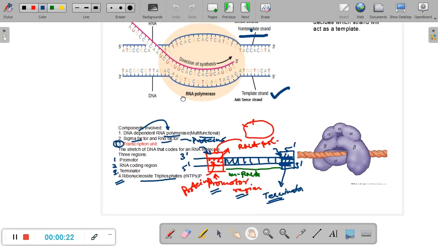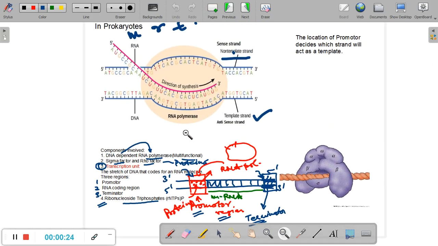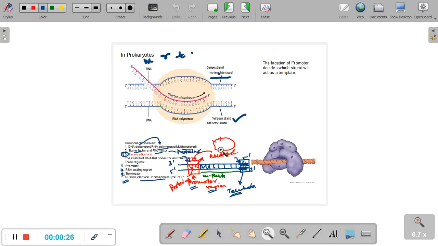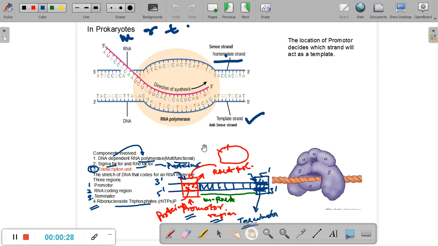Let me just demagnify this image and get back to our original condition here. Right, so we had just stopped here. We had understood the different components involved, or requirements for transcription in prokaryotes. We require an RNA polymerase, a multifunctional RNA polymerase, and some proteins known as sigma and rho factors.